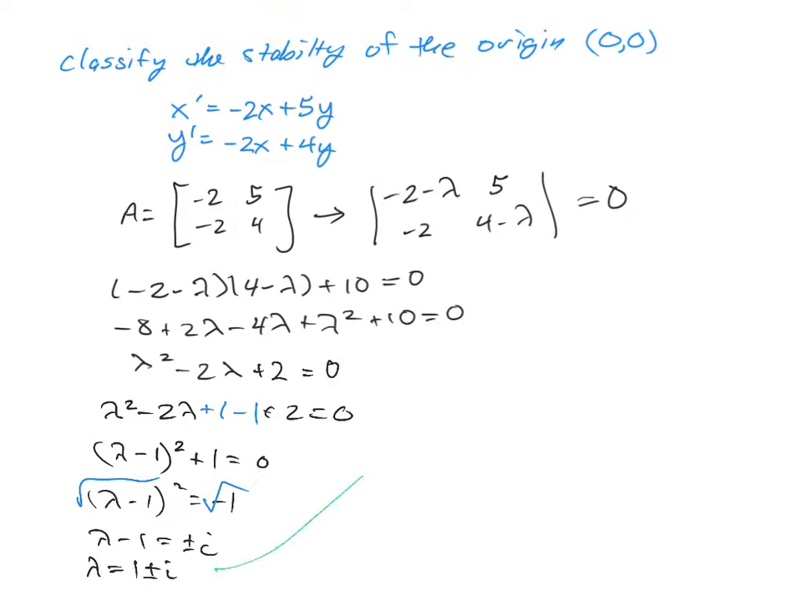So now, if we think about that, we've got lambda values that are equal to 1 plus or minus i. They are complex numbers, and the real part of this is equal to 1, which is greater than 0. So that's going to make this a spiral source.